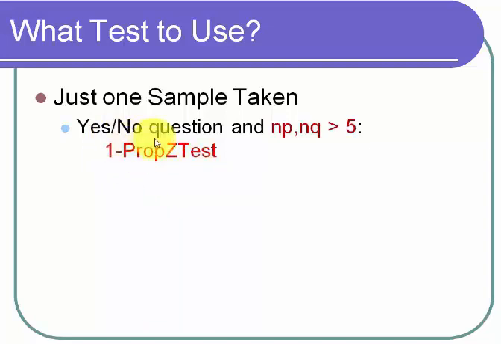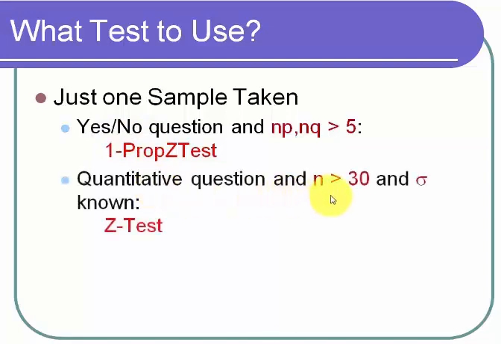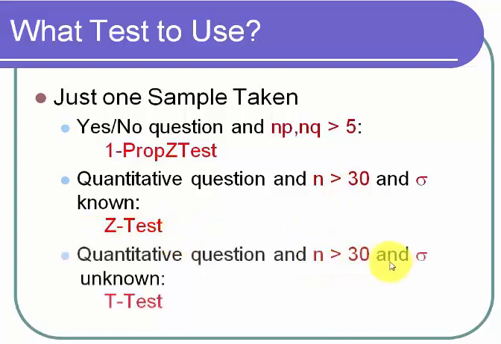If it's not a yes-no question, and if we happen to know the population standard deviation, and we have a sample size greater than 30, we use a z-test. If we don't know the population standard deviation, and it's quantitative, and the sample size is greater than 30, we use a t-test. So that's for one sample.